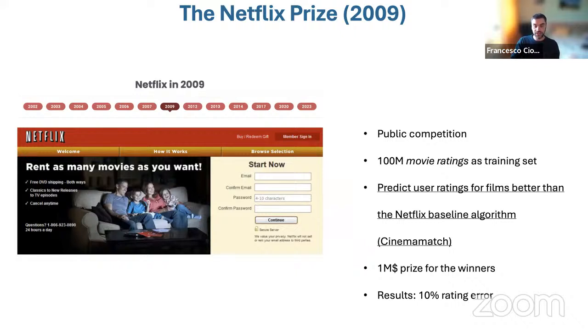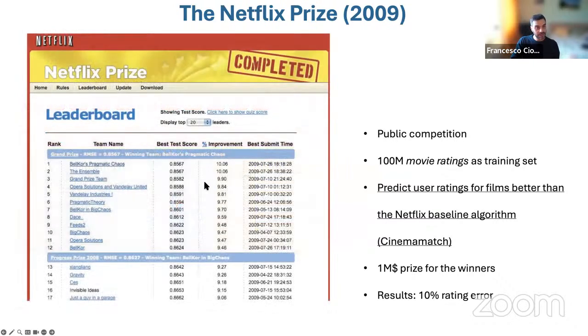So they had this challenge, and actually there was a team that won, BellKor's Pragmatic Chaos. They managed to improve by 10.06%. So they got the prize. What is the message here, and why do I bring up this topic in the context of medical imaging?